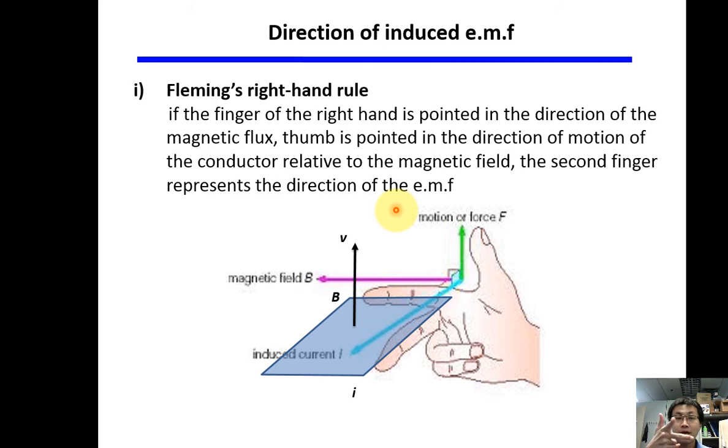This is our magnetic flux field. This is our velocity of the conductor. So let's say the conductor is moving 90 degrees, perpendicular to the magnetic flux, then this is our current induced. The induced current will be equivalent to the induced EMF.